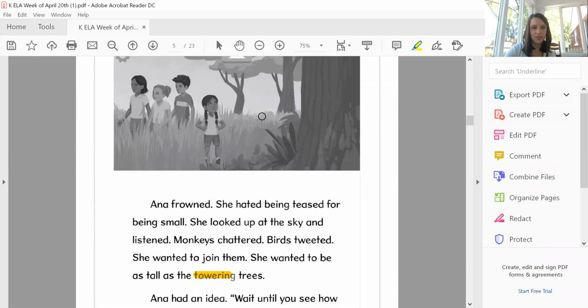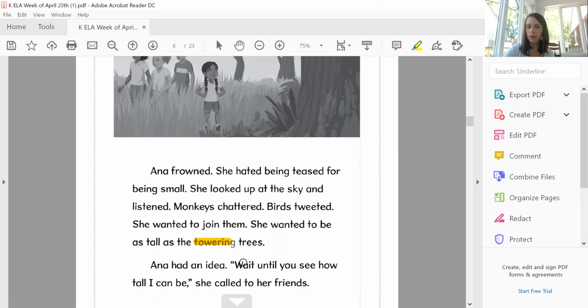Okay, here we go. Anna frowned. She hated being teased for being small. She looked up at the sky and listened. Monkeys chattered. Birds tweeted. She wanted to join them. She wanted to be as tall as the towering trees. Anna had an idea. Wait until you see how tall I can be, she called to her friends.